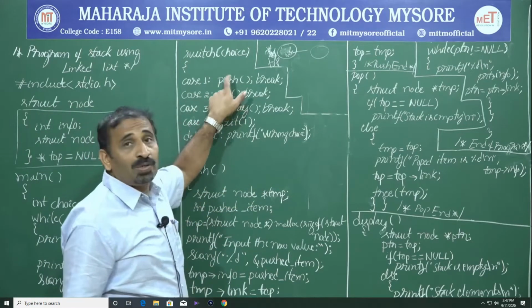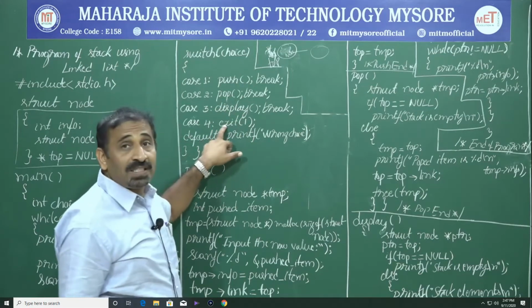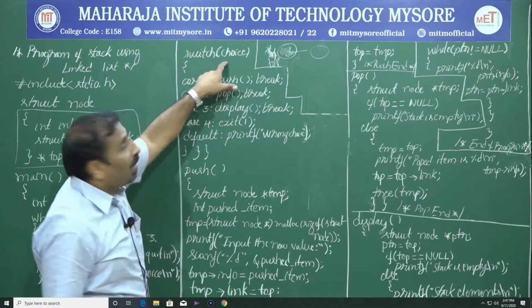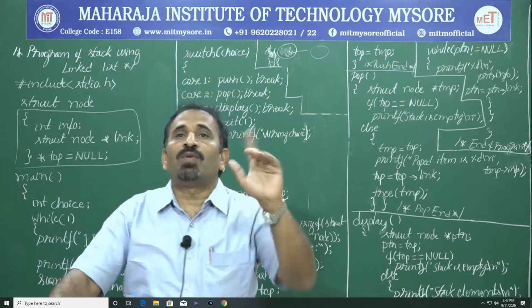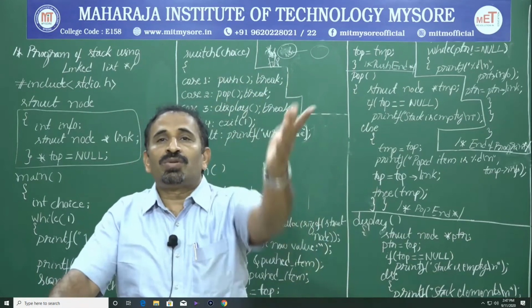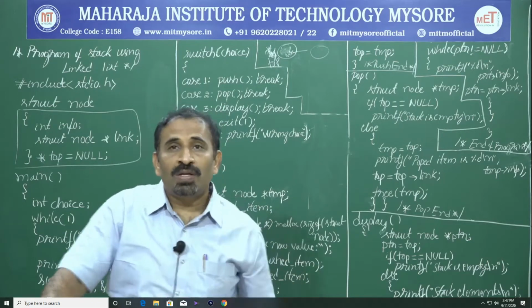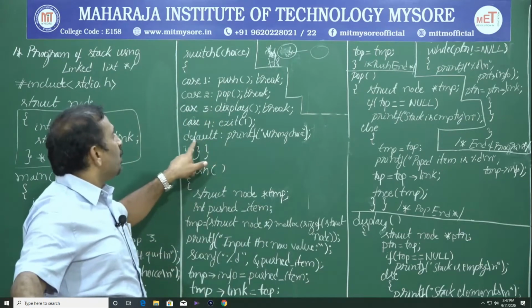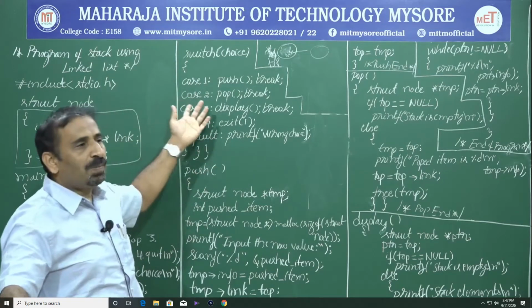So either you will be going to the push, or to the pop, or to the display, or you will be exiting it, depending on what is being typed, whether the user has typed 1, 2, 3 or 4. If he presses 1, it goes to insert. If he presses 2, it goes to delete. If he presses 3, it goes to display. If he presses 4, then you will be coming out of the program. So this is what you are done. This is very similar to the previous program.